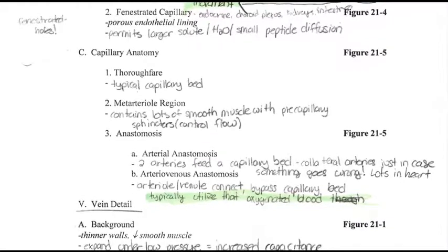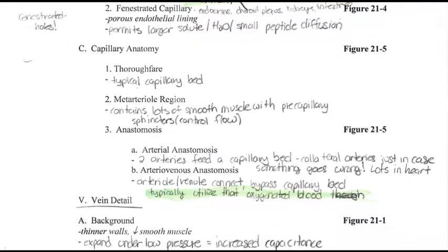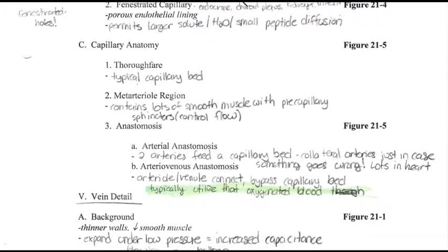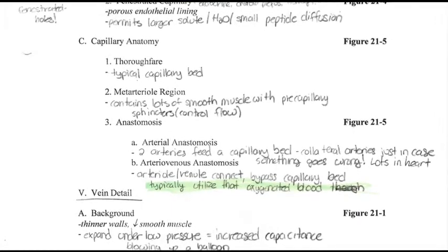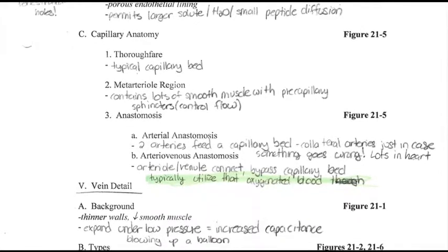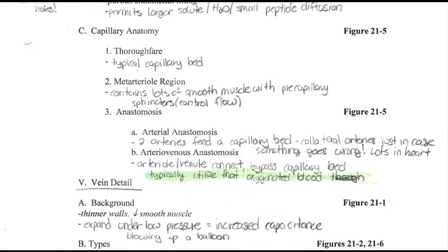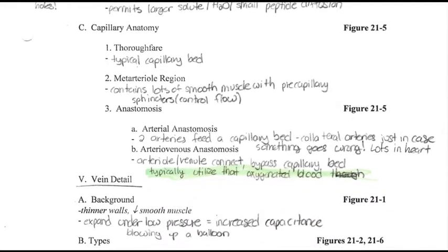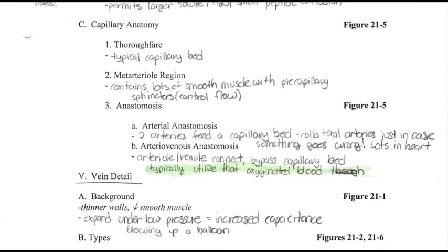Anastomosis. Arterial anastomosis. These are two arteries that feed a capillary bed. Collateral arteries are often present, just in case something gets clogged. There are many of these within the heart.